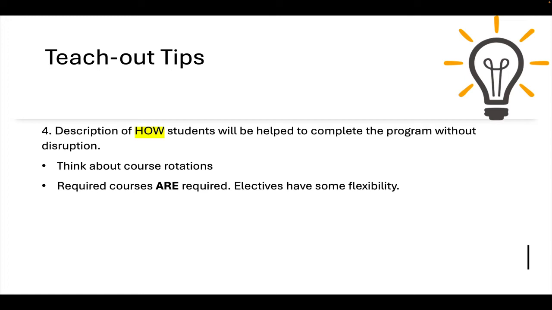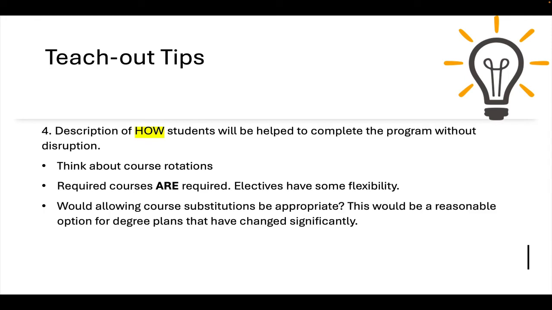Electives, however, do have some flexibility. So if you have a program, for example, that requires 2 electives to be completed as part of the program, and you have 20 that are on the books, you don't have to offer all 20. You've got some flexibility there. What you have to offer as part of the teach-out is that a student has a reasonable opportunity to complete the 2 required electives throughout that teach-out plan period. Again, keeping in mind the student situations, where they're at in their degree plan or in their time here at the university. So you do have some flexibility with electives, but required courses are required.